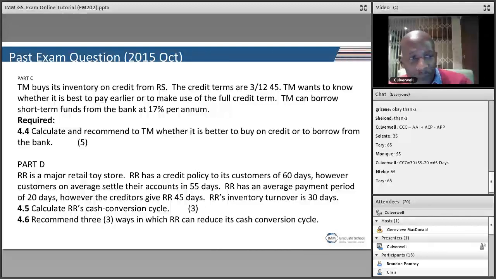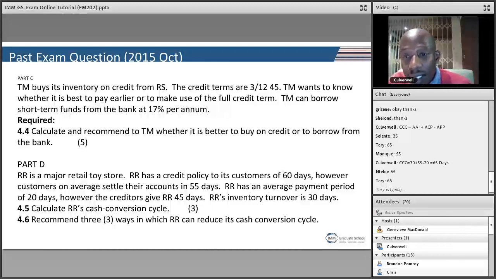RR has got an average payment period of 20 days. However, the creditors give what? 45 days. So as much as our creditors need us to settle our accounts in 45 days, on average, we are settling our accounts in 20 days. So you were supposed to use the actuals there, which was 20 days on the APP. And then RR inventory turnover is 30 days. So you're going to say average age of inventory 30 days plus your average collection period of 55 minus your average payment period of 20 days to get yourself 65 days.